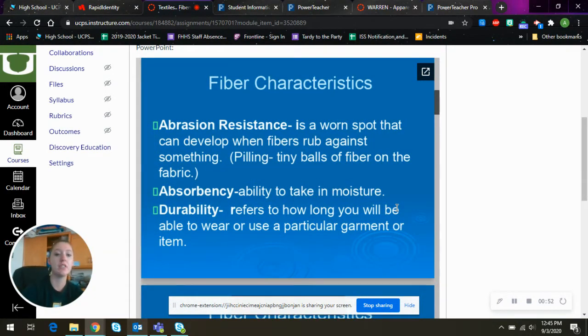So the fiber characteristics are abrasion resistance, which is a worn spot that can develop when fibers rub against something. So it's like pilling, the tiny balls of fiber on the outside of the fabric. If you've ever picked a sweater, or picked your hose that you wear on your legs, that's what this is talking about. So if you ever get those little balls of fibers on the outside of your sweaters, that's what abrasion resistance is. Absorbency is the ability to take in moisture.